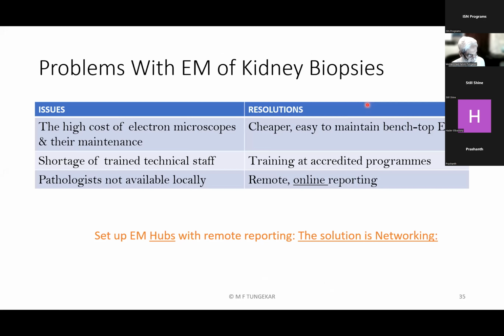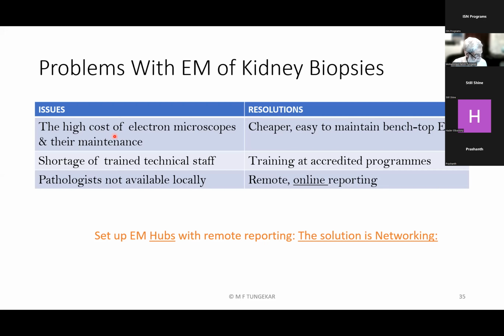Now, I've been trying to sell you the importance of electron microscopy in kidney biopsies, how important it is, but there are problems. First problem is that electron microscopes are very expensive, and their maintenance is expensive as well. You have a yearly maintenance contract that can run to thousands of dollars. The solution is to use a cheaper, easy to maintain benchtop electron microscope. Don't go for the big ones which fill up half of the room. They are required for research purposes, but for renal biopsy diagnosis and even muscle biopsy diagnosis, you can use these recently available benchtop electron microscopes. They're cheaper to buy and cheaper to maintain.